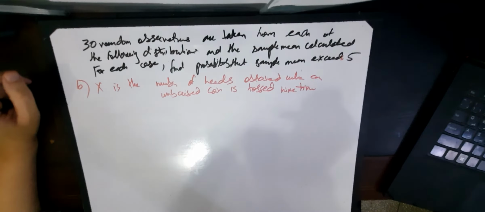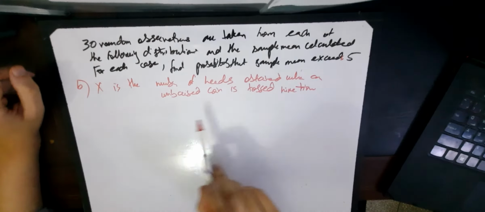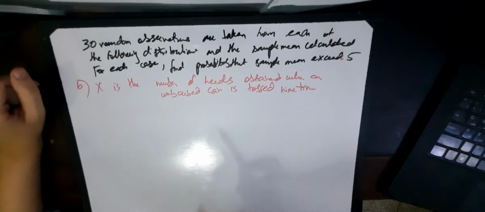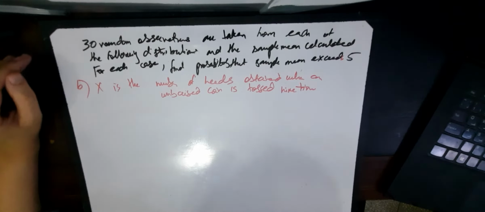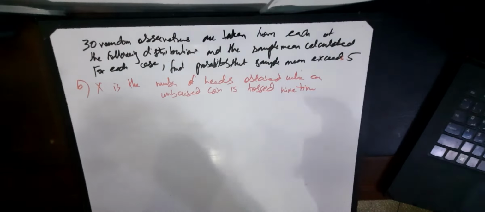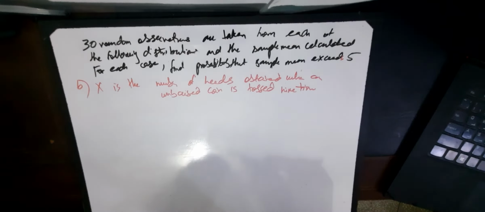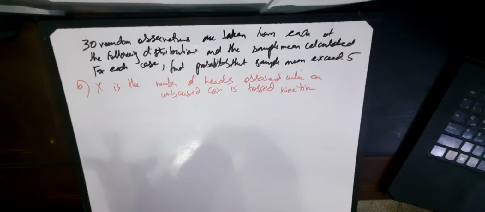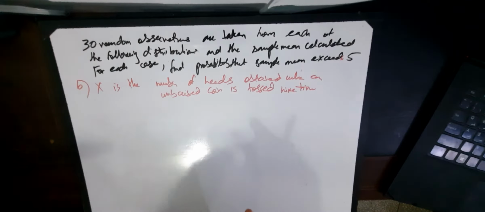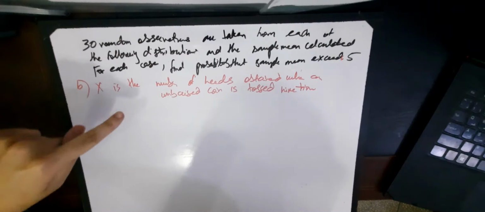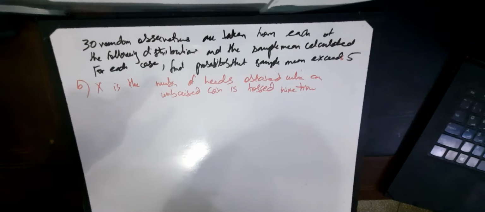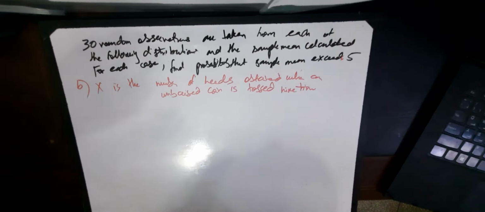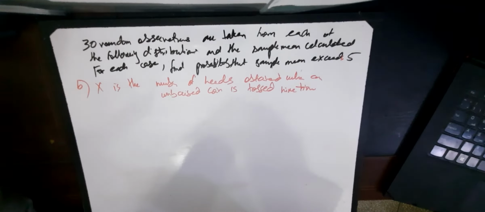For this second case, we have x is the number of heads obtained when an unbiased coin is tossed 9 times. We're using absolutely the same idea that we did in part A, except that my population distribution is going to be different in this case. We've already looked at this case. We can model the number of heads obtained when an unbiased coin is tossed 9 times using a binomial distribution.